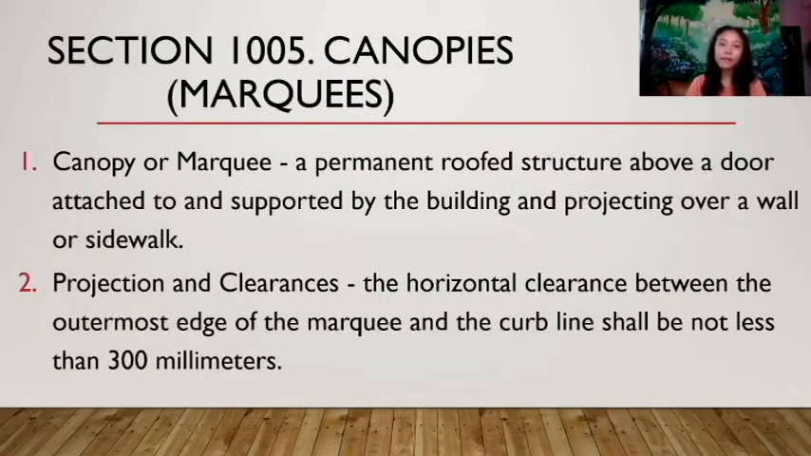Section 1005 talks about canopies and marquees. A canopy or marquee is a permanent roof structure above a door, attached to and supported by the building and projecting over a wall or sidewalk. This includes any object or decorations attached thereto. Number 2, projection and clearances. The horizontal clearance between the outermost edge of the marquee and the curb line shall be not less than 300 millimeters. The vertical clearance between the pavement or ground line and the undersurface of any part of the marquee shall not be less than 3 meters.